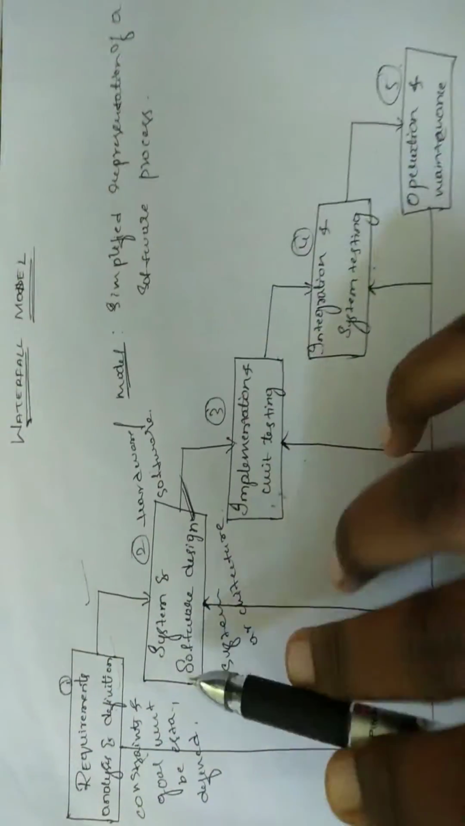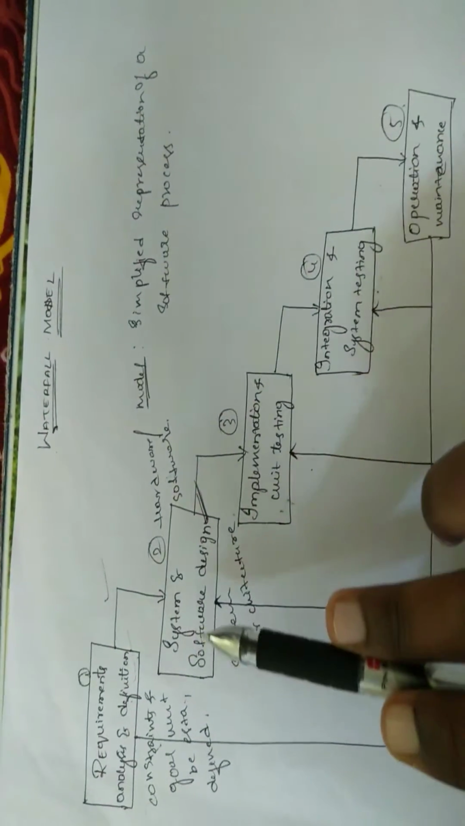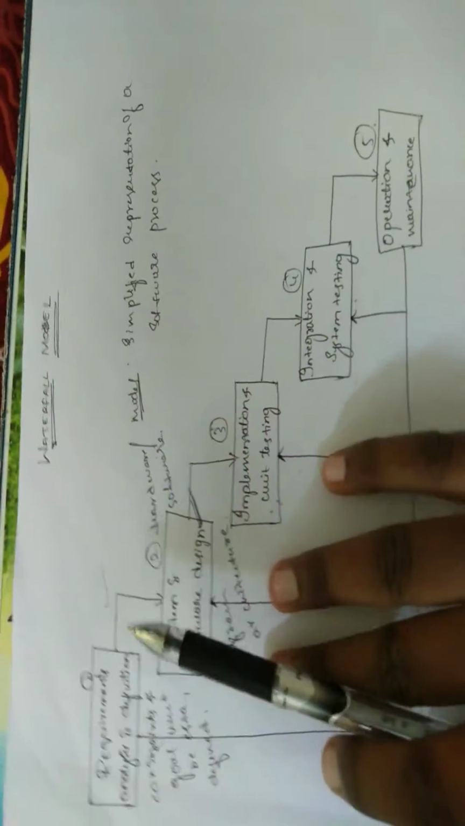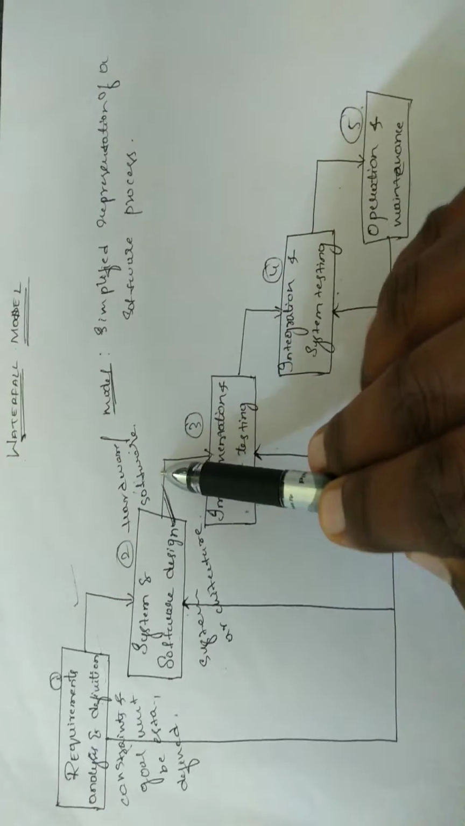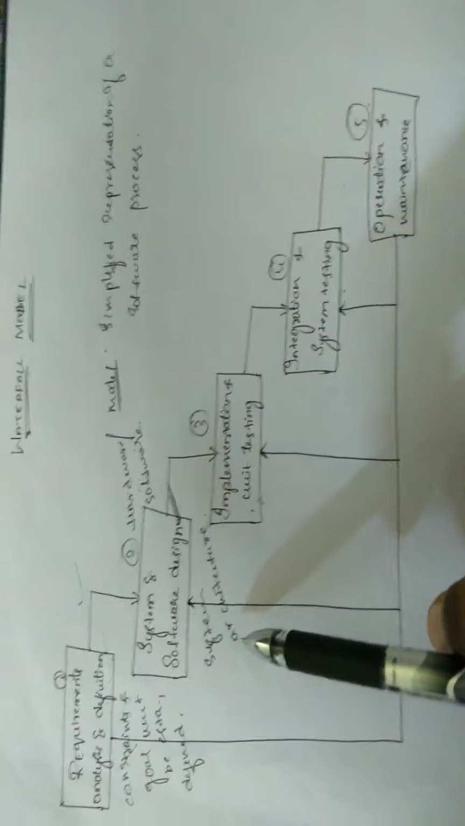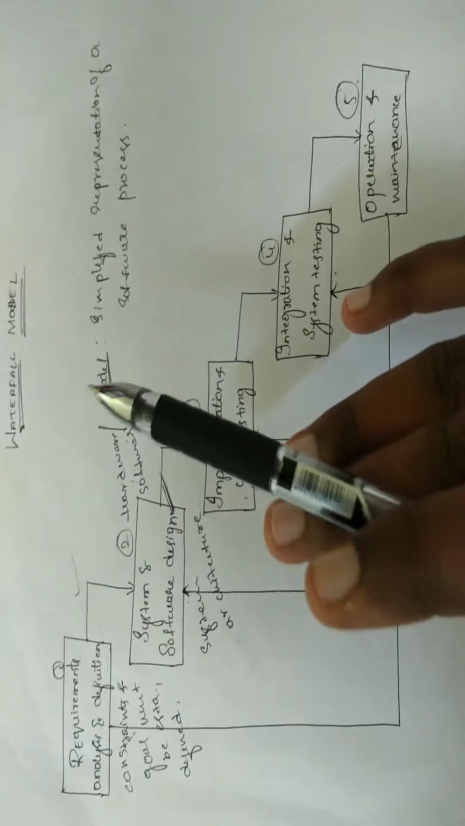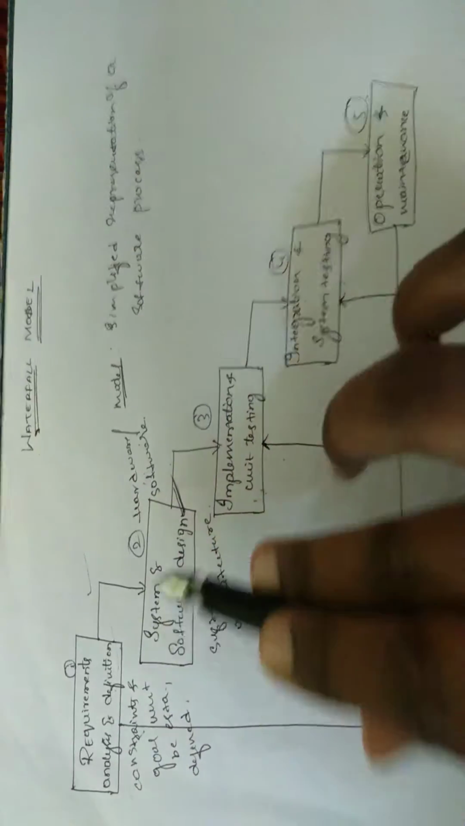Okay, this one, system and software design. This process partitions the requirements. This requirements, it partitions into either hardware or software, and it establishes overall system architecture. It shows the design of the software.